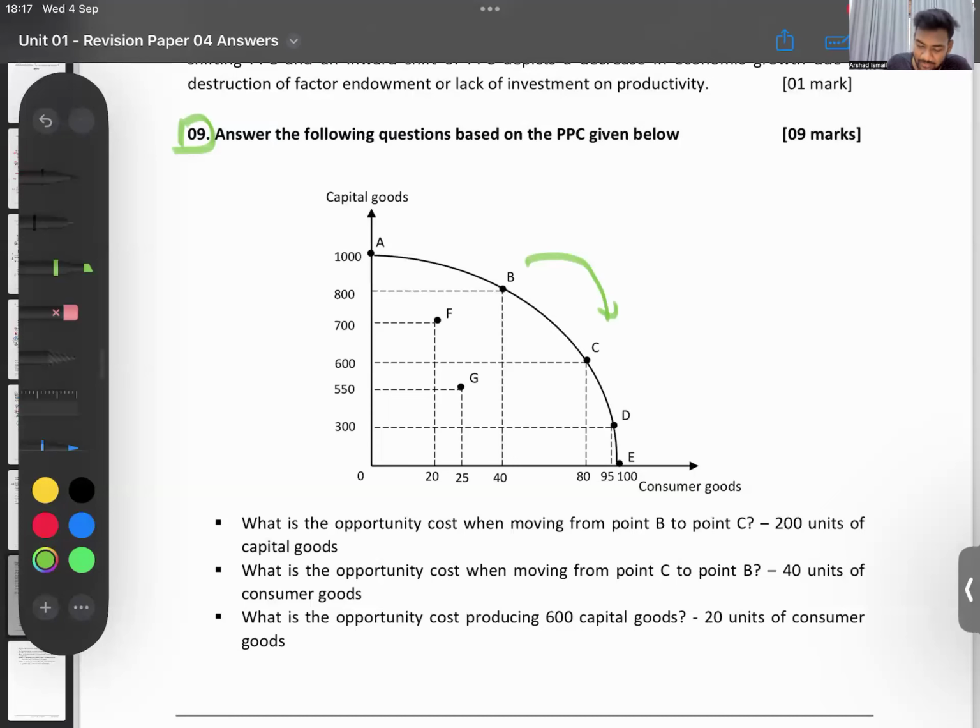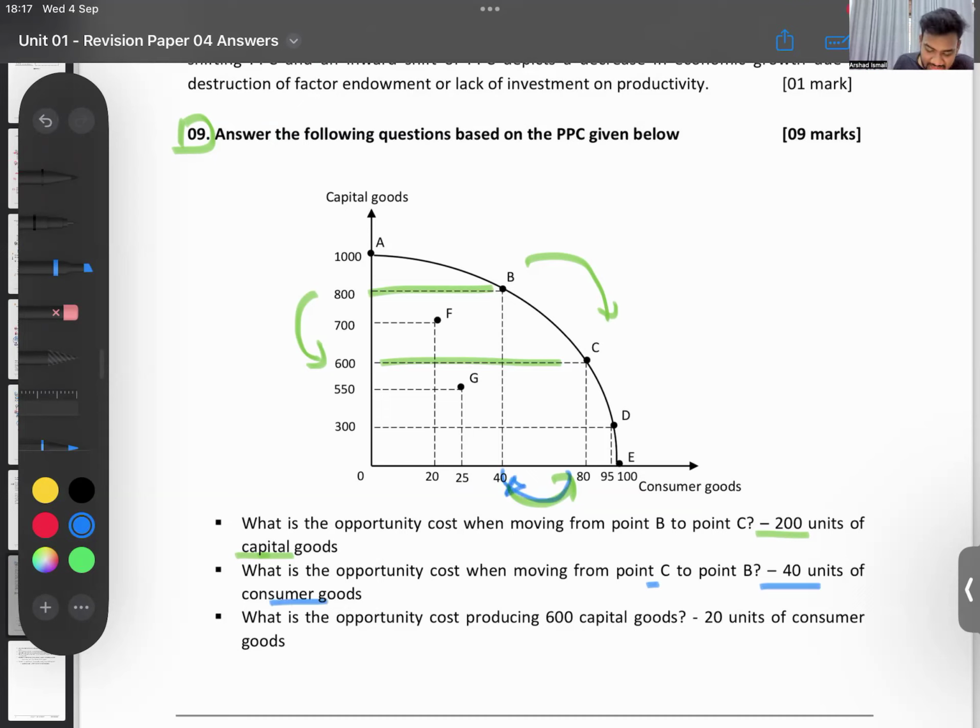What are you sacrificing? So when going from B to C, you're increasing consumer goods by 40. You're sacrificing capital goods from 800 to 600. So it'll be 200 units of capital goods. That's the first one. Second one is asking the opportunity cost of moving from C to B. When going from C to B, what's your opportunity cost? Then you will sacrifice 40 units of consumer goods.